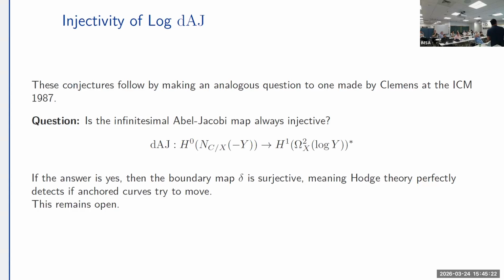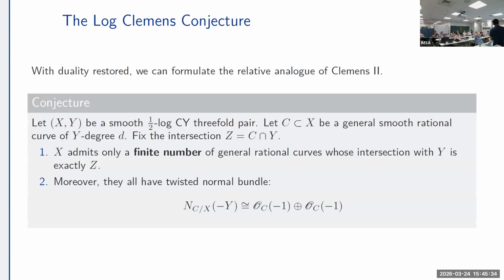If the answer is yes, then you have some boundary map that is controlling deformation problems, and then some cohomology group should vanish, and this will tell you information about the structure of curves. So let me now go to the conjectures.